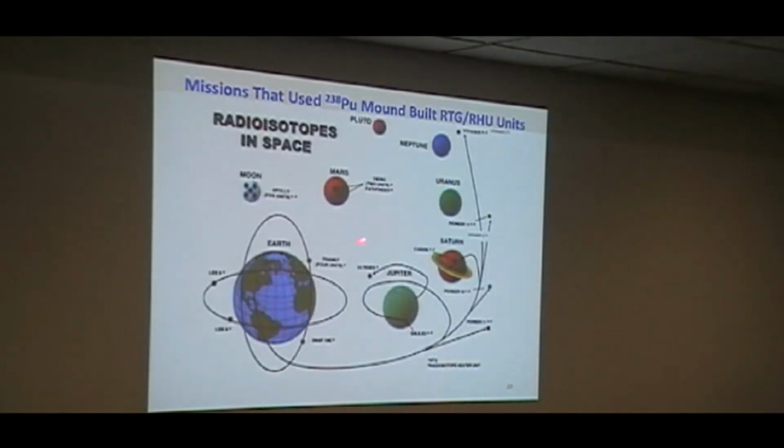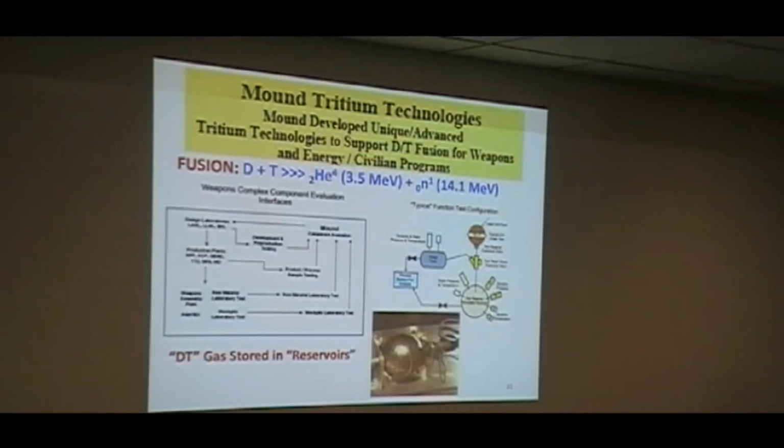And this is kind of an overview of all the missions that used Mound plutonium-238: Apollo, Viking landers, Voyagers, and all these devices. This is a vast story. We've talked about it here before, other lecturers, and I'm sure we'll come back again. If you go down to the museum, if you haven't been there, you can see an overview of some of these missions. The other isotope was Mound tritium technology, and we were working there.